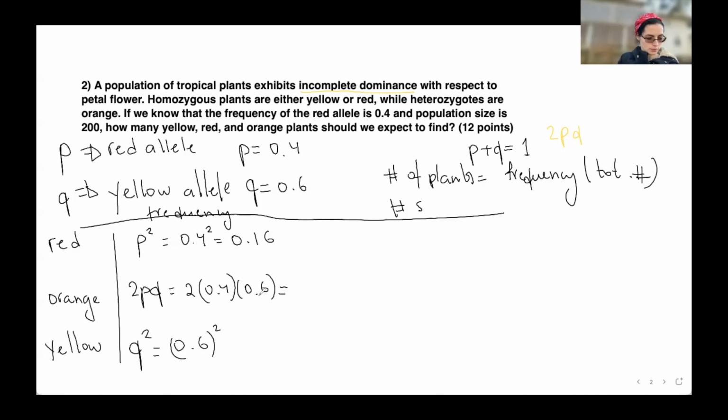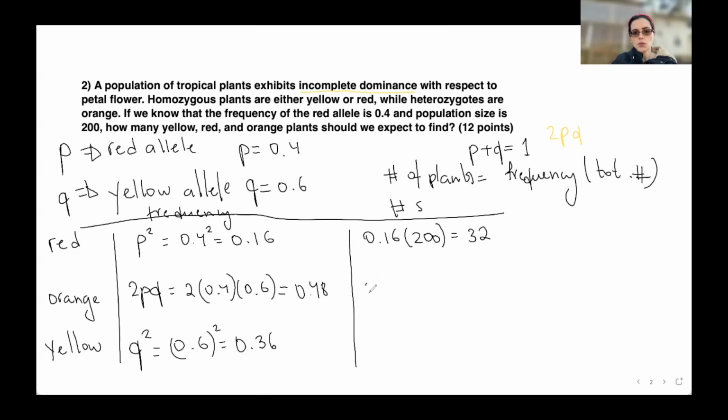0.4 times 0.6 would be 0.24, so 2pq is 0.48. And here I get 0.36. So those are our frequencies. To find the actual numbers, we have to multiply the frequencies by the total number. So 0.16 times 200 would be 32.